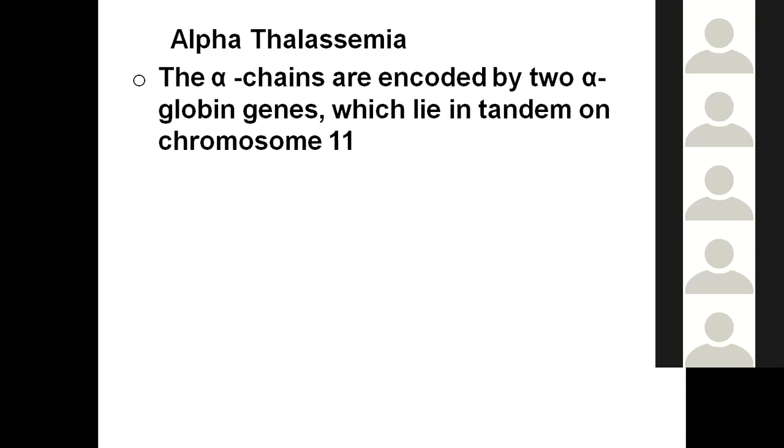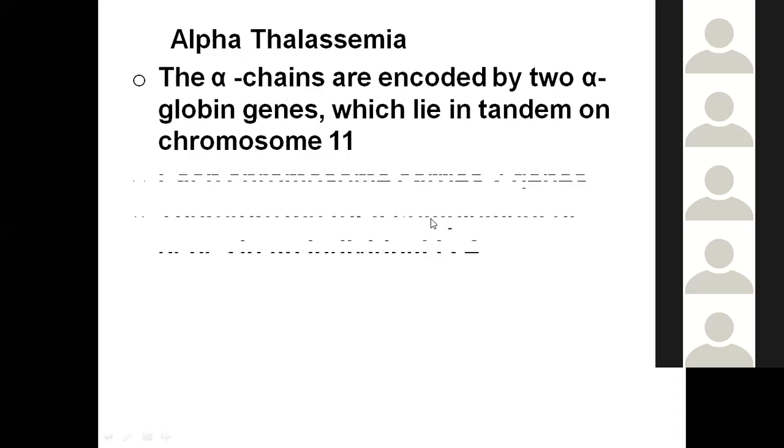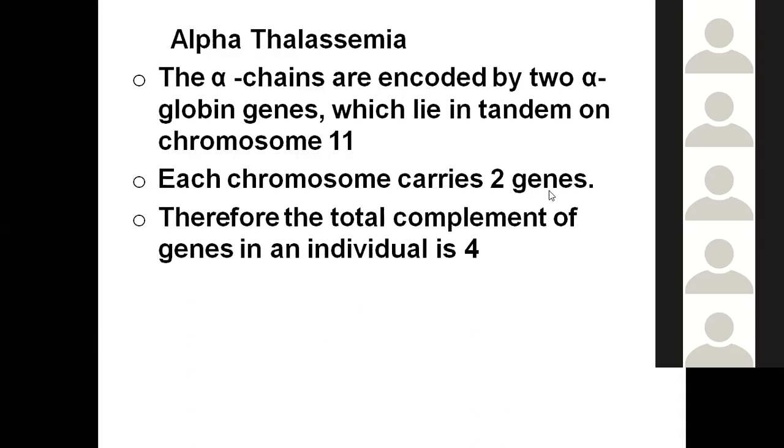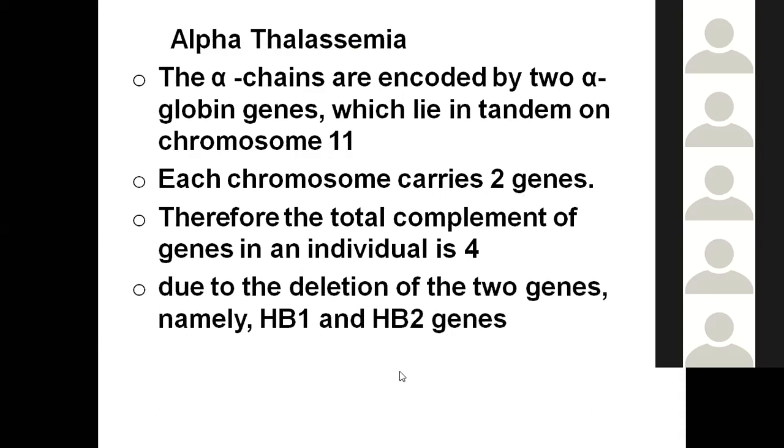Okay. The alpha chains are encoded by two alpha globin genes which lie in tandem on chromosome 11. ठीक है? Chromosome 16 पे था बीटा, remember? आगे बोला था ना कि chromosome 16 पर beta localized है और chromosome 11 पर it is for alpha. There's a small region, okay, on chromosome 11 which will guide that this will be for alpha chain. ठीक है? Okay. Each chromosome carries two genes. Okay? Our chromosome के two genes. Therefore, the total complement of the genes in an individual is 4. Okay, ना? 4 होता है ना, 2 alpha, 2 beta.